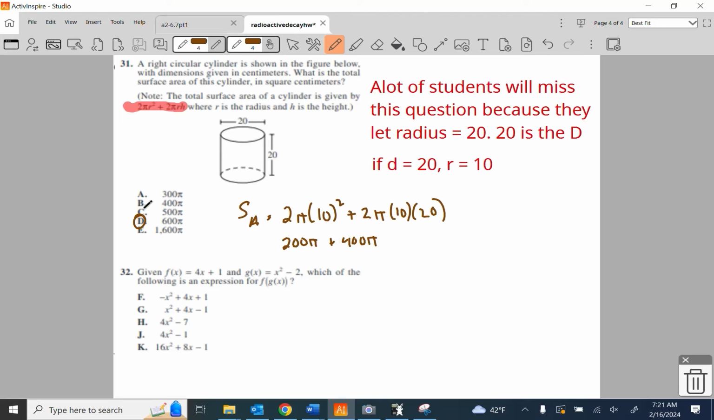Given that f of x is 4x plus 1, g of x is x squared minus 2, which of the following is an expression for f composed of g of x? I guess I need to ramp these up a little bit for difficulty, but f of g of x means that I take all of that stuff and I put it right there. That's all I do. So I encounter the x and it becomes x squared minus 2, and then there's a plus 1. I do what's called the distributive property. And then I combine my terms.